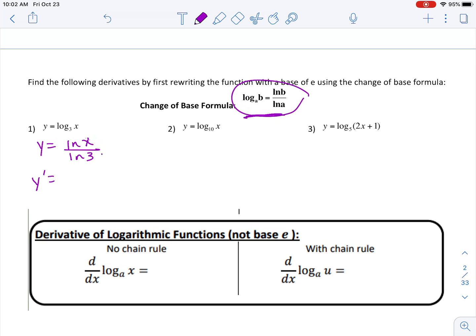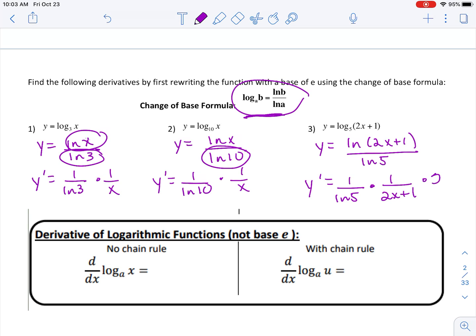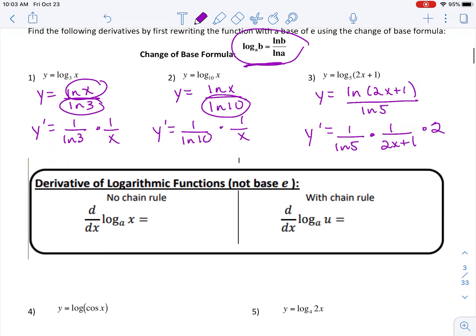So now when I take the derivative, this is a number. So I can pull that out in the front. And the derivative of the natural log of x is just 1 over x. Same thing here. This can be rewritten as natural log of x over natural log of 10. Now I can take the derivative. I don't want to use the quotient rule because this is just a number, so we can pull it in the front, times 1 over x. Same thing here. This would be natural log of 2x plus 1 divided by natural log of 5. Derivative is, pull that natural log of 5 in the front because it's just a number, 1 over 2x plus 1 times 2.